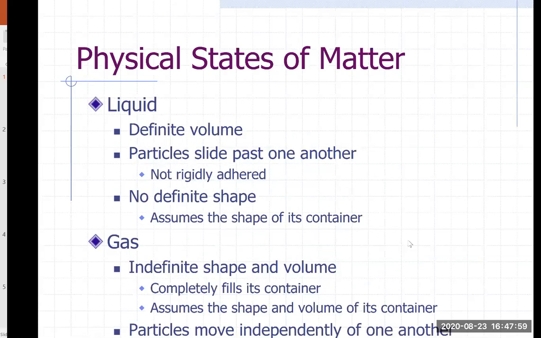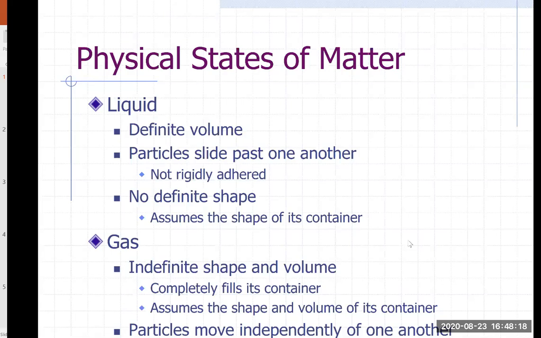Another physical state of matter is a liquid state. Liquids have a definite volume, but the particles can slide past one another. They're not rigidly adhered like they are in a solid. They're very close together, but not rigidly adhered. There's no definite shape. Liquids will assume the shape of their container.